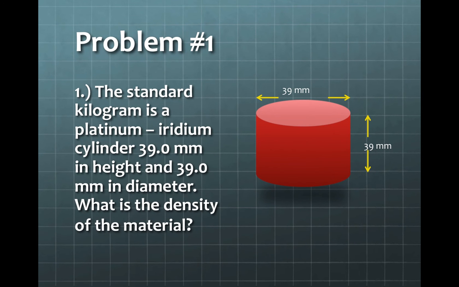For our first problem, we will be determining the density of the standard kilogram, which is a cylinder, 39 mm in height, 39 mm in diameter.